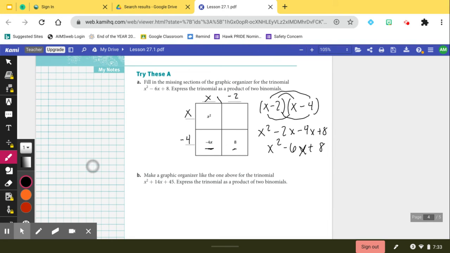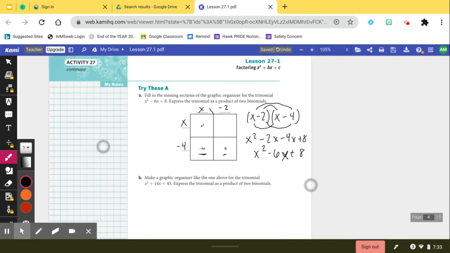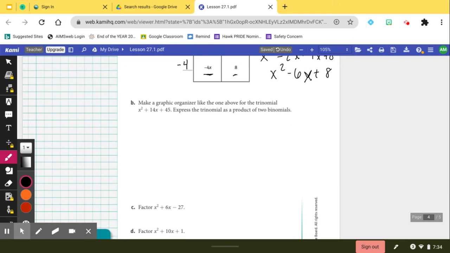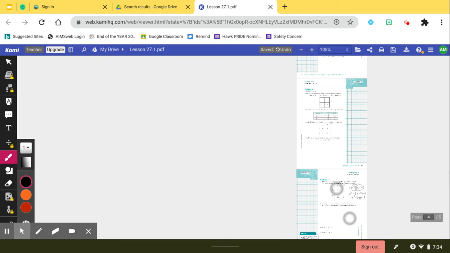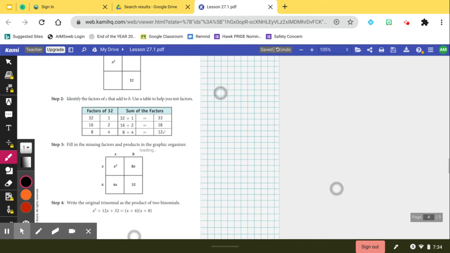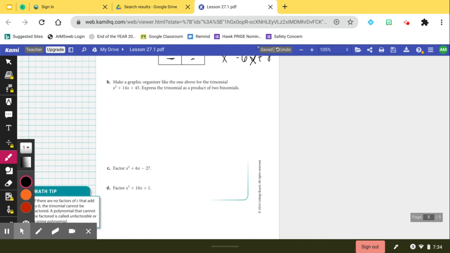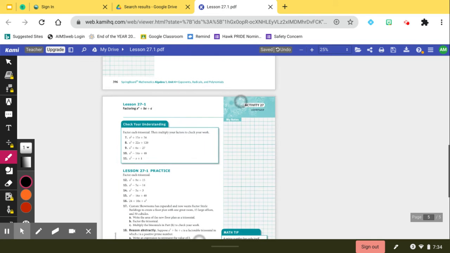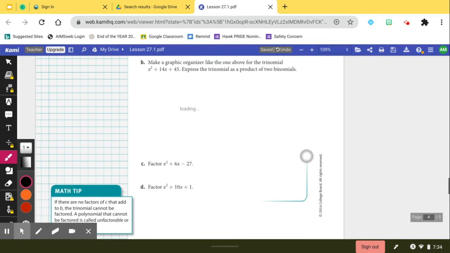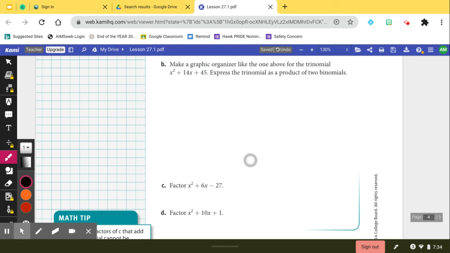We're going to get past making this graphic organizer. What you really need to do is just look for two numbers that multiply together to be c and add together to be b. Those are your last two terms of your binomials, because your first two terms will always be x and x.